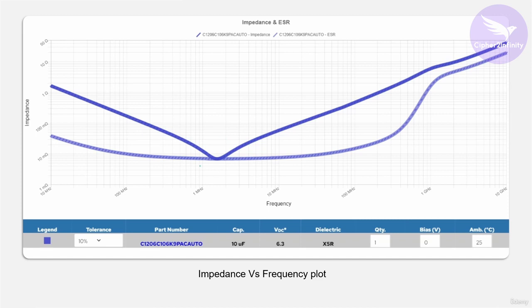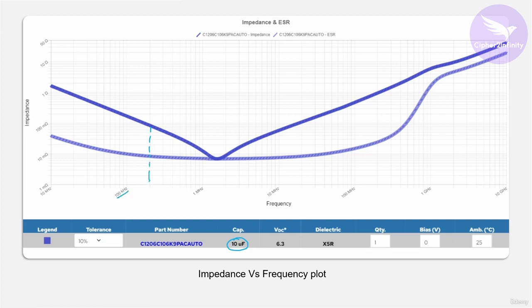Now this is basically an impedance versus frequency plot for a 10 microfarad capacitor. And you can see in this plot, the low impedance, which is around 100 milliohms, is available at this particular frequency, which is 100 kilohertz.